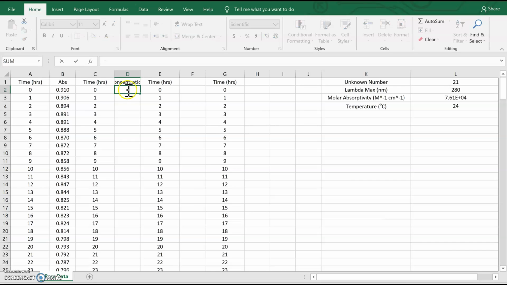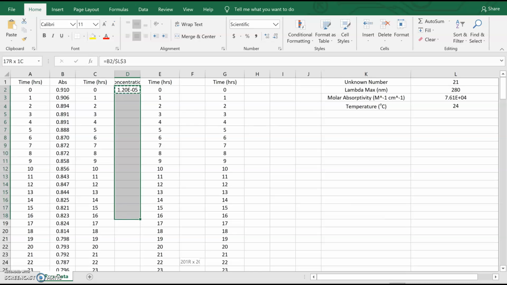So I need to say a formula that says equals the first number, the absorbance value, divided by the molar absorptivity value. So it's this number divided by this number. But I need to put dollar signs in because otherwise this column is going to move down to this column and I don't want it to do that. So now that I've got my correct formula, I can copy and paste that down.